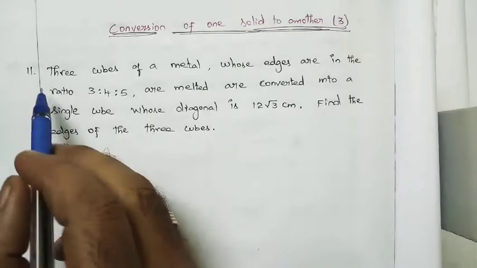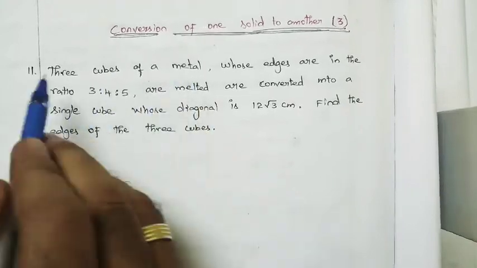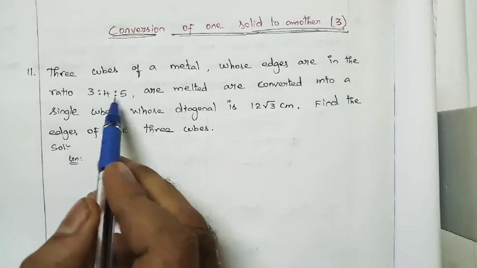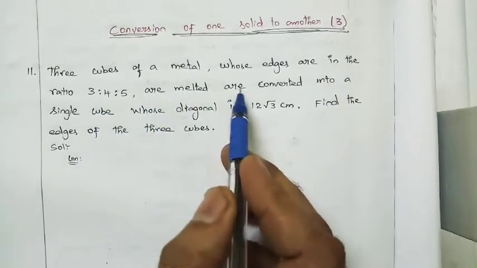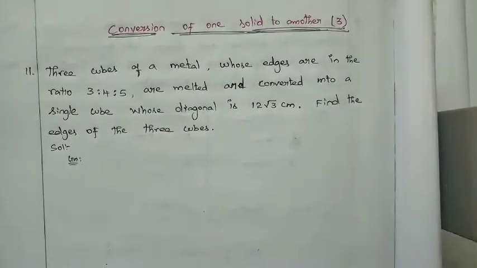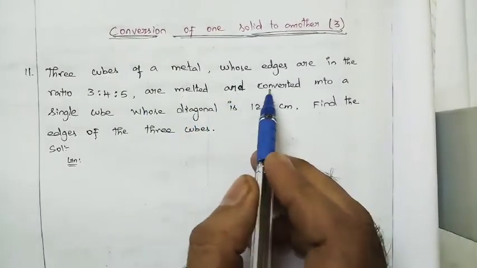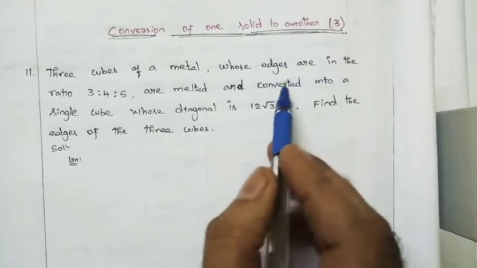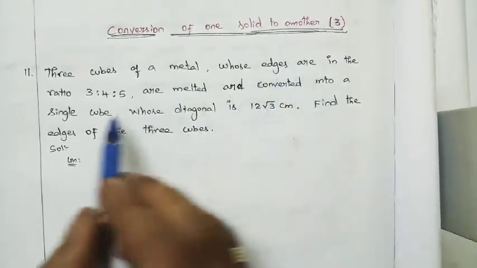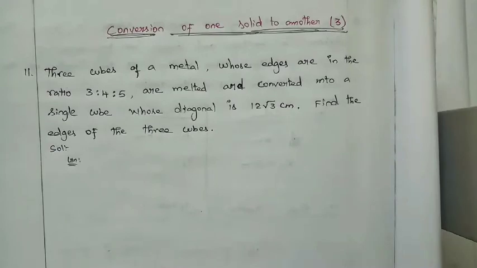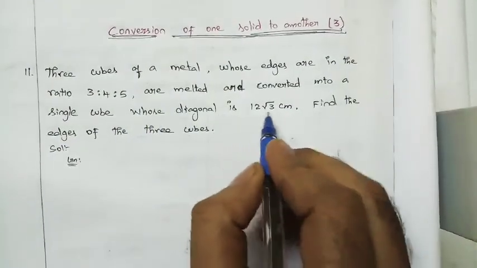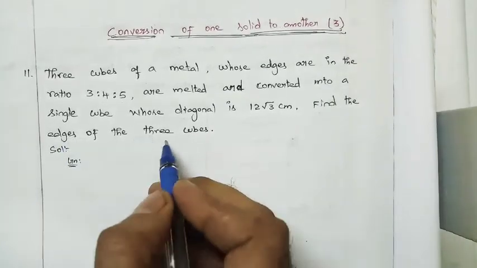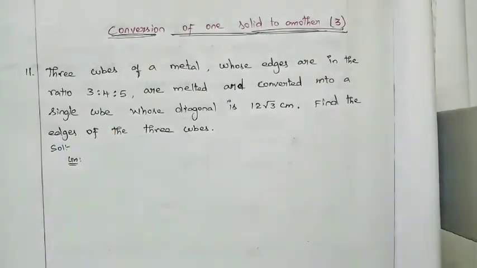Now sum number 11. Three cubes of a metal whose edges are in the ratio 3:4:5 are melted and converted into a single cube whose diagonal is 12 root 3 centimeter. Find the edges of the 3 cubes.